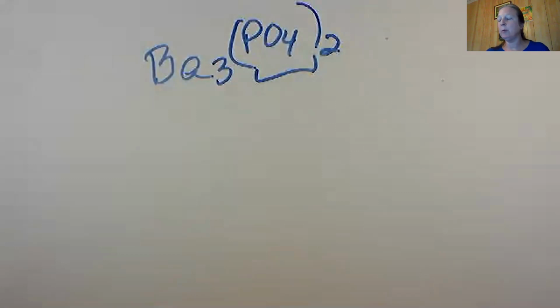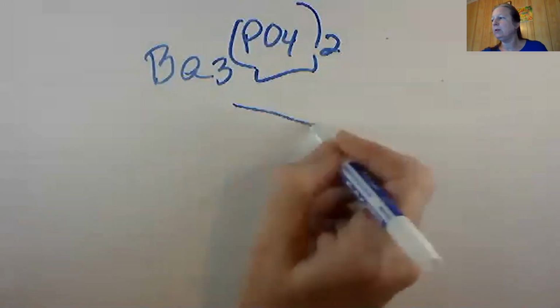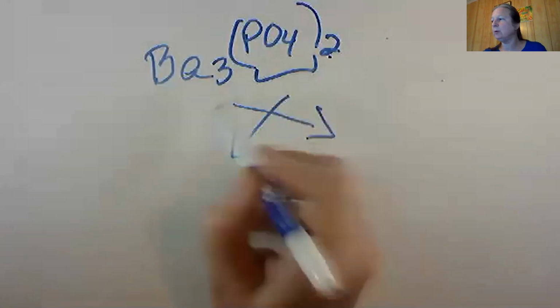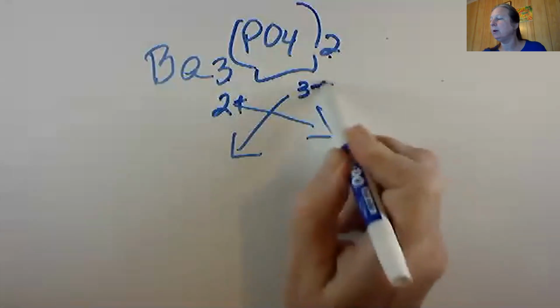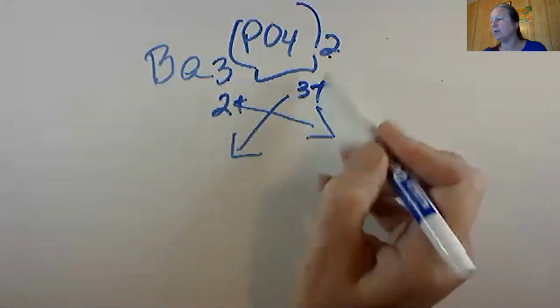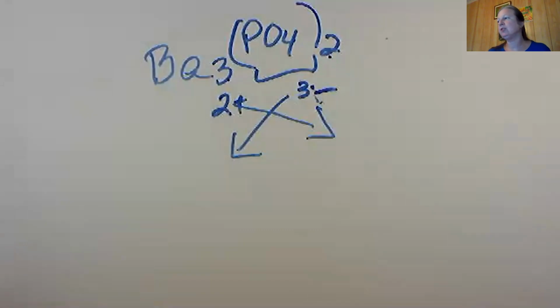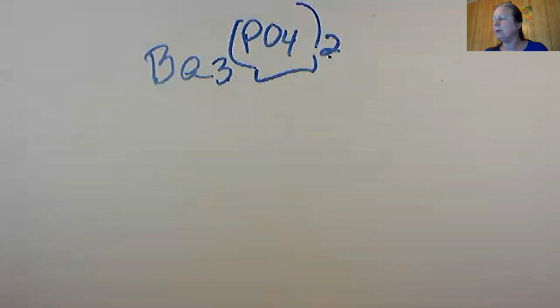Well, if you remember the crisscross method, we did this to get the charges, which means this 2 started up here and this 3 started up here. So the barium is a 2+ and the phosphate ion is a 3-. Just a little extra information. These subscripts tell you in this ionic compound what the original charges are, because that's how they're paired. But what else can we say about this?